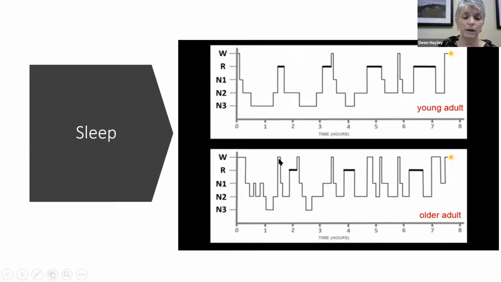And these spikes here are wake times. In a young adult, there are a couple of times when they're sort of awake, but then they fall back to sleep very quickly. In the older adult, there are more times of coming to wakefulness, and sometimes the time you spend awake is even longer.